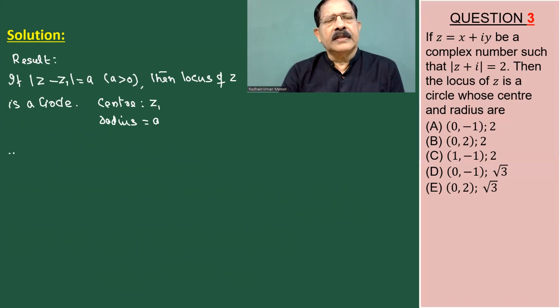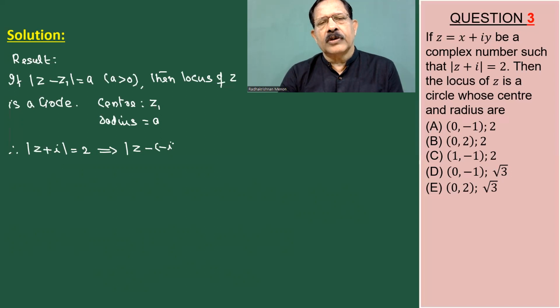So let us express the given equation in this form. What is given here? Modulus of z plus i is equal to 2. This we can write as modulus of z minus (minus i) is equal to 2.